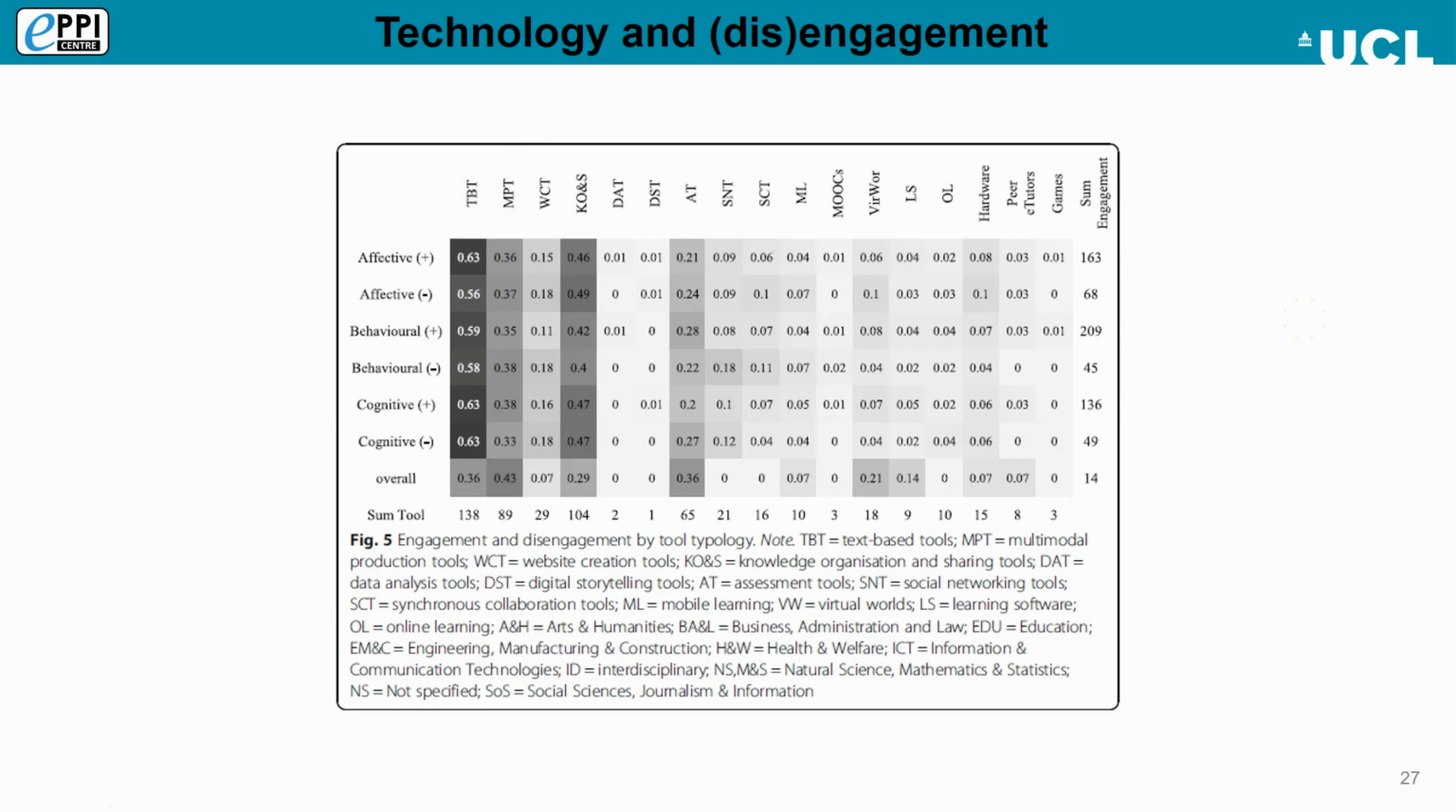Interestingly, studies using website creation tools, such as blogs, reported more disengagement than engagement indicators across all three domains, with studies using assessment tools and social networking tools also reporting increased instances of disengagement across two domains. In studies where assessment tools were used, students found timed assessment stressful, particularly when trying to complete complex mathematical solutions.